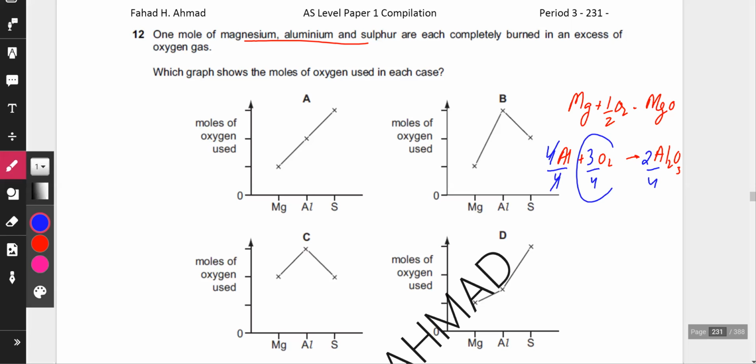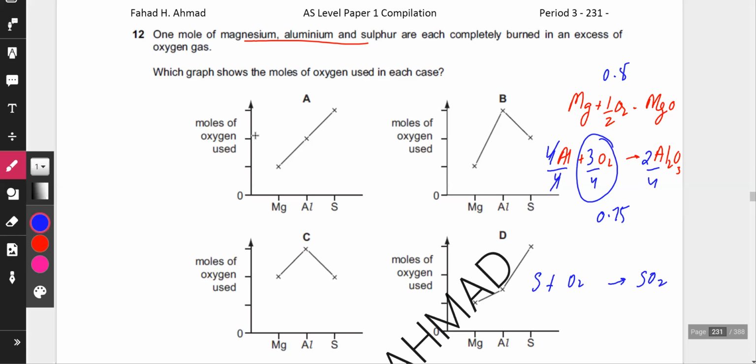So how many oxygens do you need? You need 0.75. The first one needed 0.5. And then what about the third one? The third one is sulfur burning in oxygen to produce SO2. Now remember, it's a minor point: whenever sulfur is burnt, it does not produce SO3.